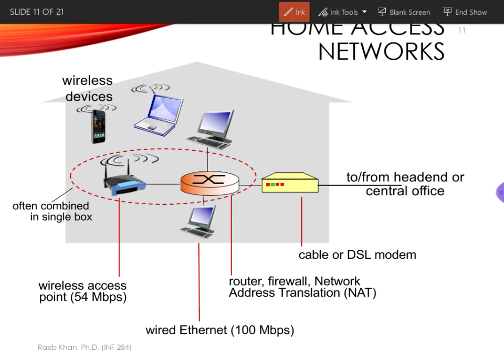If you look at home access networks, which are very simple use cases of internet connectivity, we have an incoming connection from the head end or the central office based on a DSL or a broadband connection. And then you have a DSL modem or a cable modem based on the type of connection. However, in most cases, you have a router or a firewall to provide the conversion of this connection into the internet connectivity or the data-enabled connectivity.